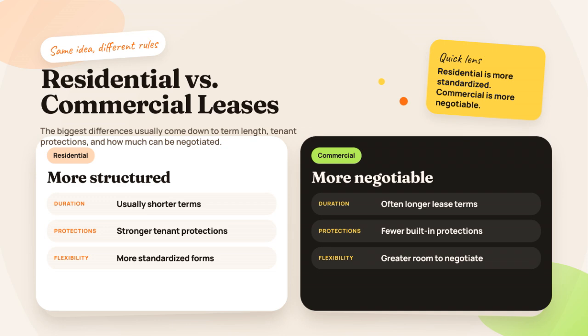Because commercial leases are more negotiable, both landlords and tenants have more room to customize the agreement based on their specific needs. So essentially, the biggest differences revolve around the duration of the lease, the level of tenant protections, and the degree of flexibility in negotiations. Residential leases follow a more uniform set of rules, while commercial leases provide more opportunities to tailor terms but come with less automatic protection for tenants. This difference reflects the distinct purposes and legal frameworks governing these two types of leases.